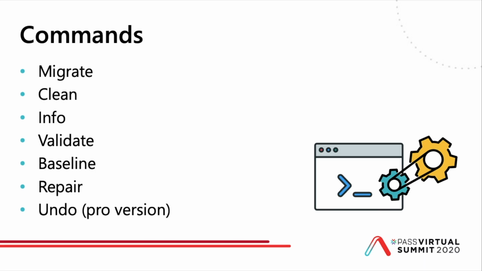Validate, it helps you to verify that the migrations applied to the database match the ones available in your local file system. Baseline, this is a great way to introduce Flyway to an existing database by baselining it at a specific version. Repair, this tool fixes problems with the schema history table, like removing failed migration entries. Undo, it simply undoes the most recently applied version migration.